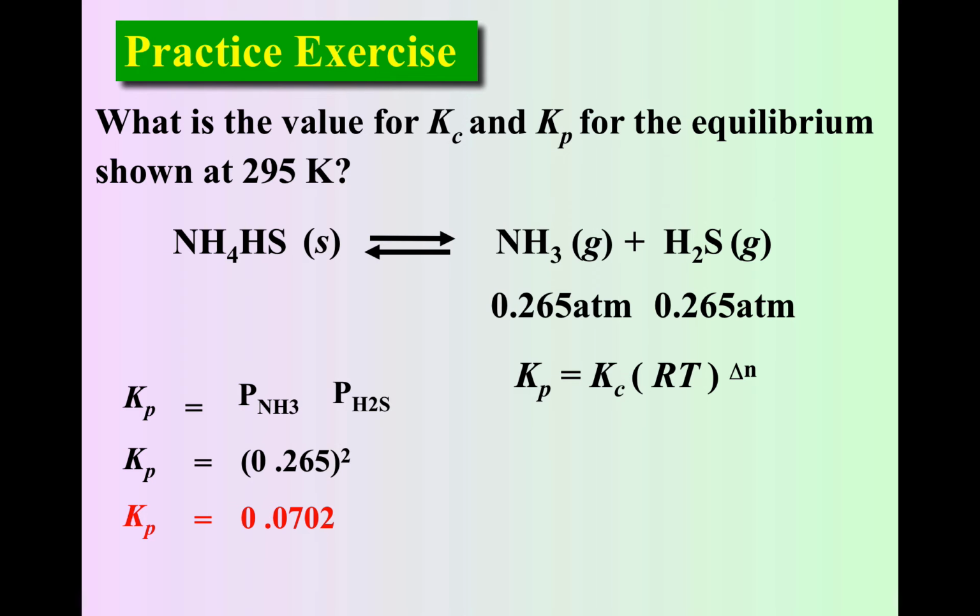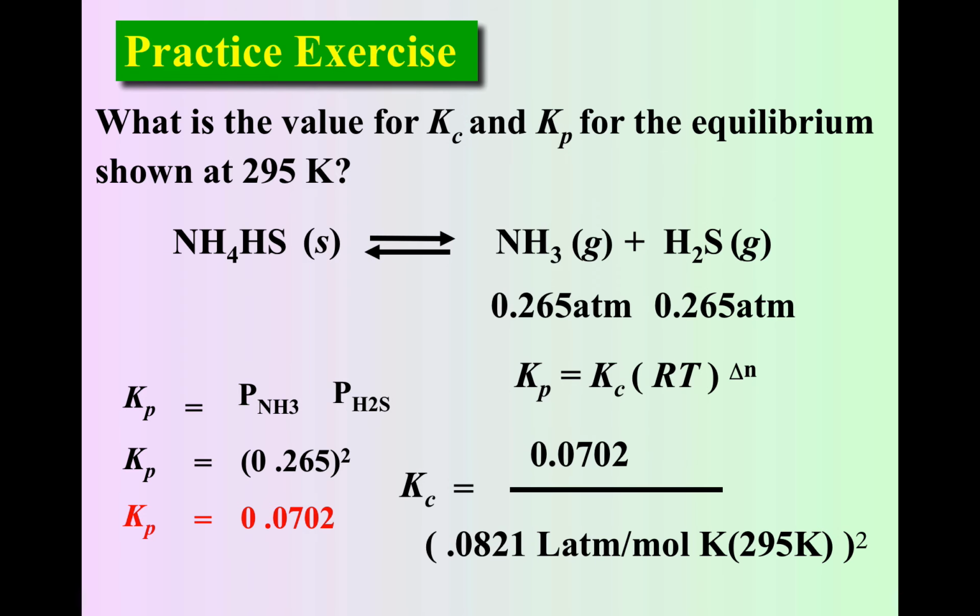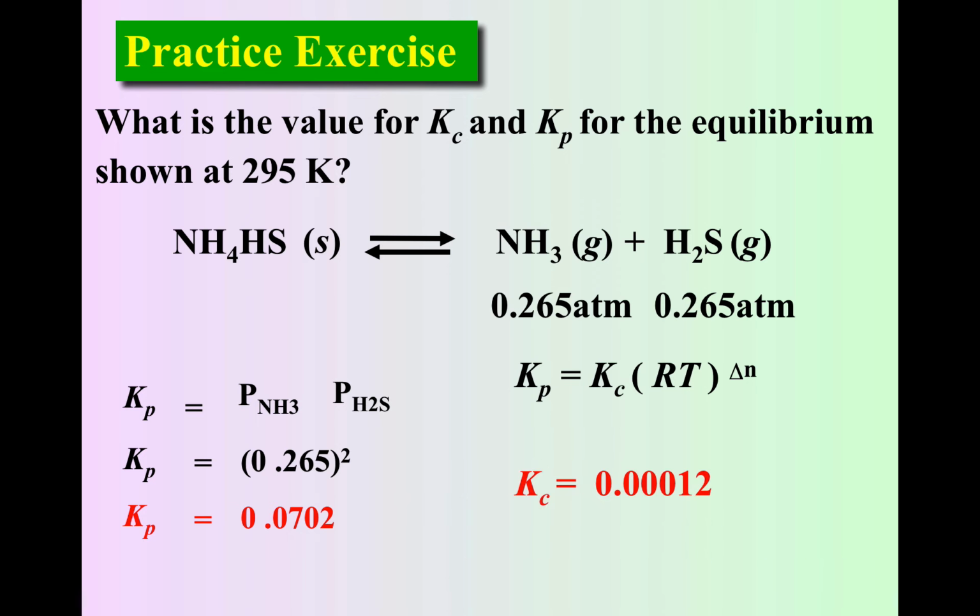Well, I have no gaseous reactants, so that's the sum of the gaseous products minus the sum of the gaseous reactants. So I've got 1 plus 1, because that's the coefficient for the products, minus 0 gives me 2. So plug in R, plug in T, raise it to the second power, representing delta N, along with Kp, and solve for Kc. So divide both sides by RT raised to the delta N, and we solve. We get a Kc value.